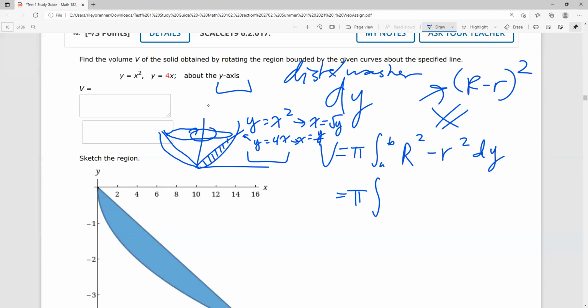And now if we go ahead and plug everything in, which one is the bigger r? Which one is the outer radius or the outer function? Root y, right? It's the one on the right, most right. So it'd be root y squared minus y over 4 in parentheses squared dy.